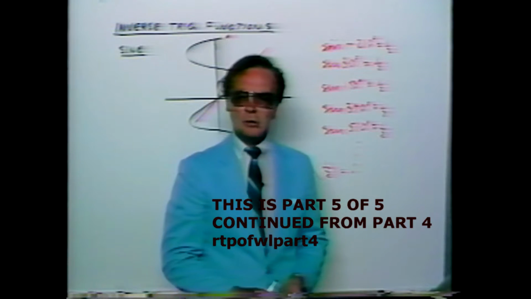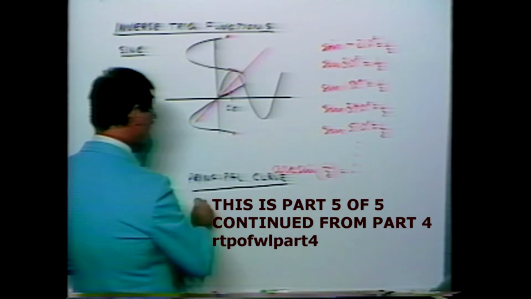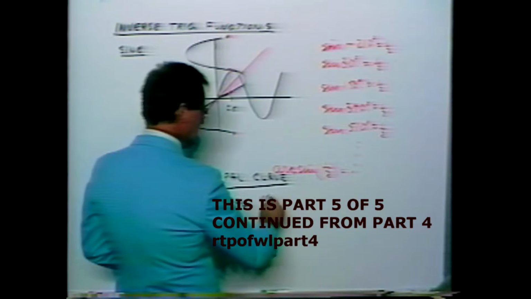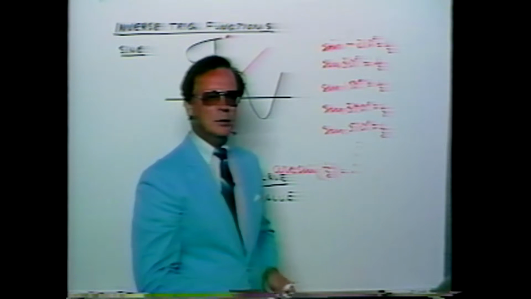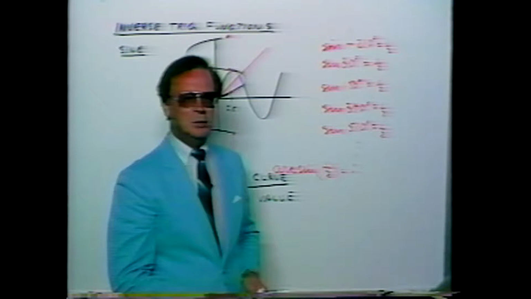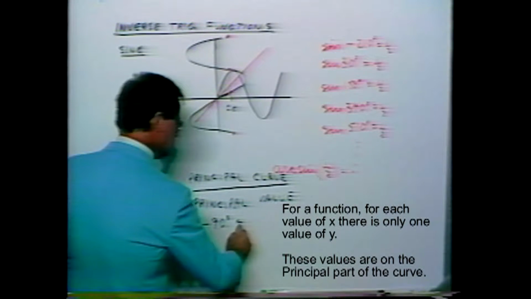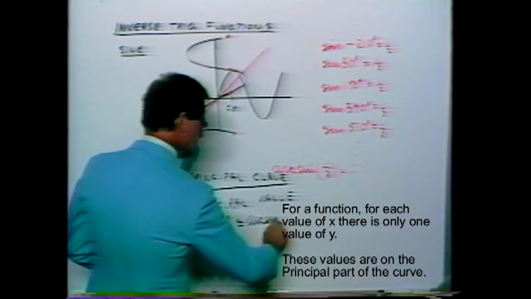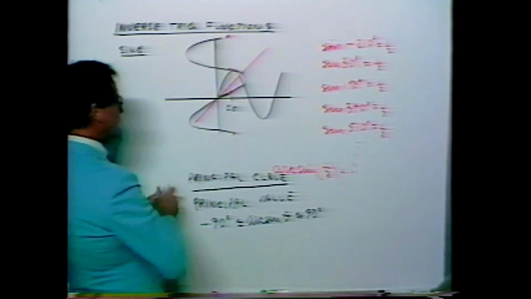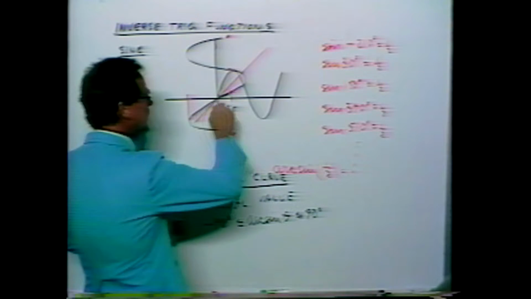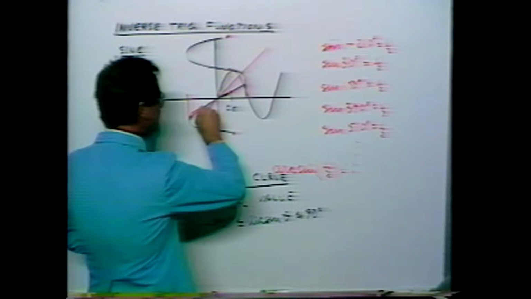And the principal part of the curve will yield the principal value of the arc sine. And there is only one such value for the arc sine. The principal value for arc sine is the measure of the angle between minus 90 degrees and plus 90 degrees. And that is on the graph from here to here. Let me trace the curve in red.